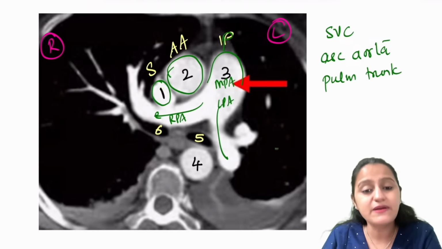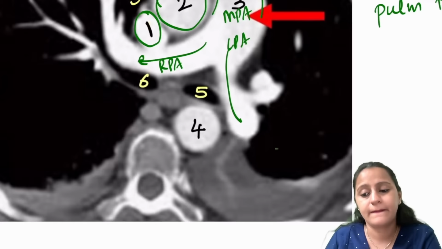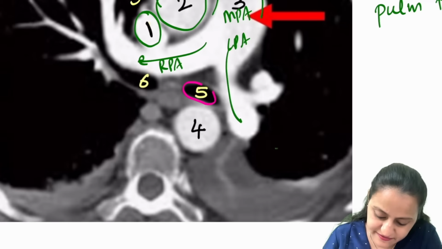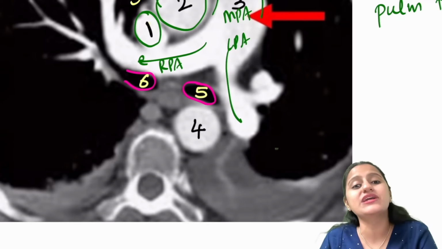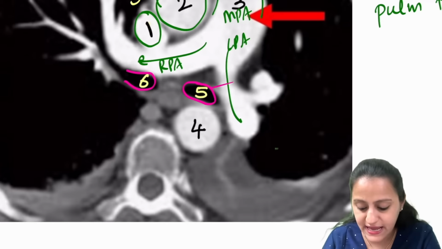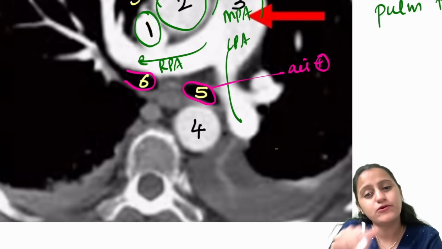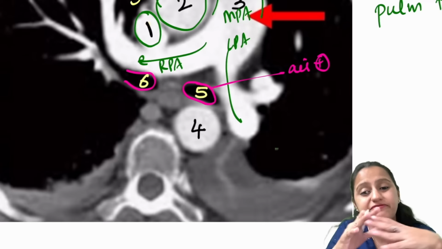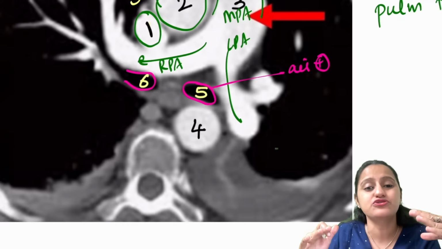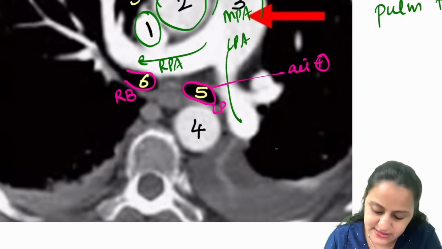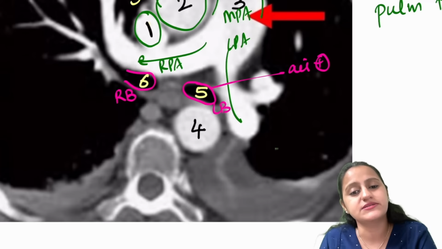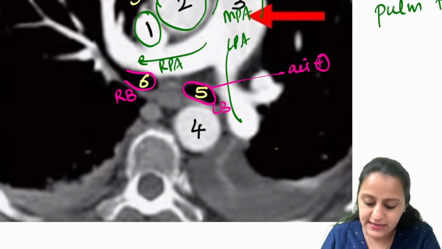What is 5 and what is 6? Look at this 5 and 6. They are jet black. That means they are containing air, right? Now, this is not trachea because trachea would be only one circle. These are two after the division of the trachea. So, this is going to be right bronchus. This is going to be left bronchus. Okay, so right bronchus and left bronchus.